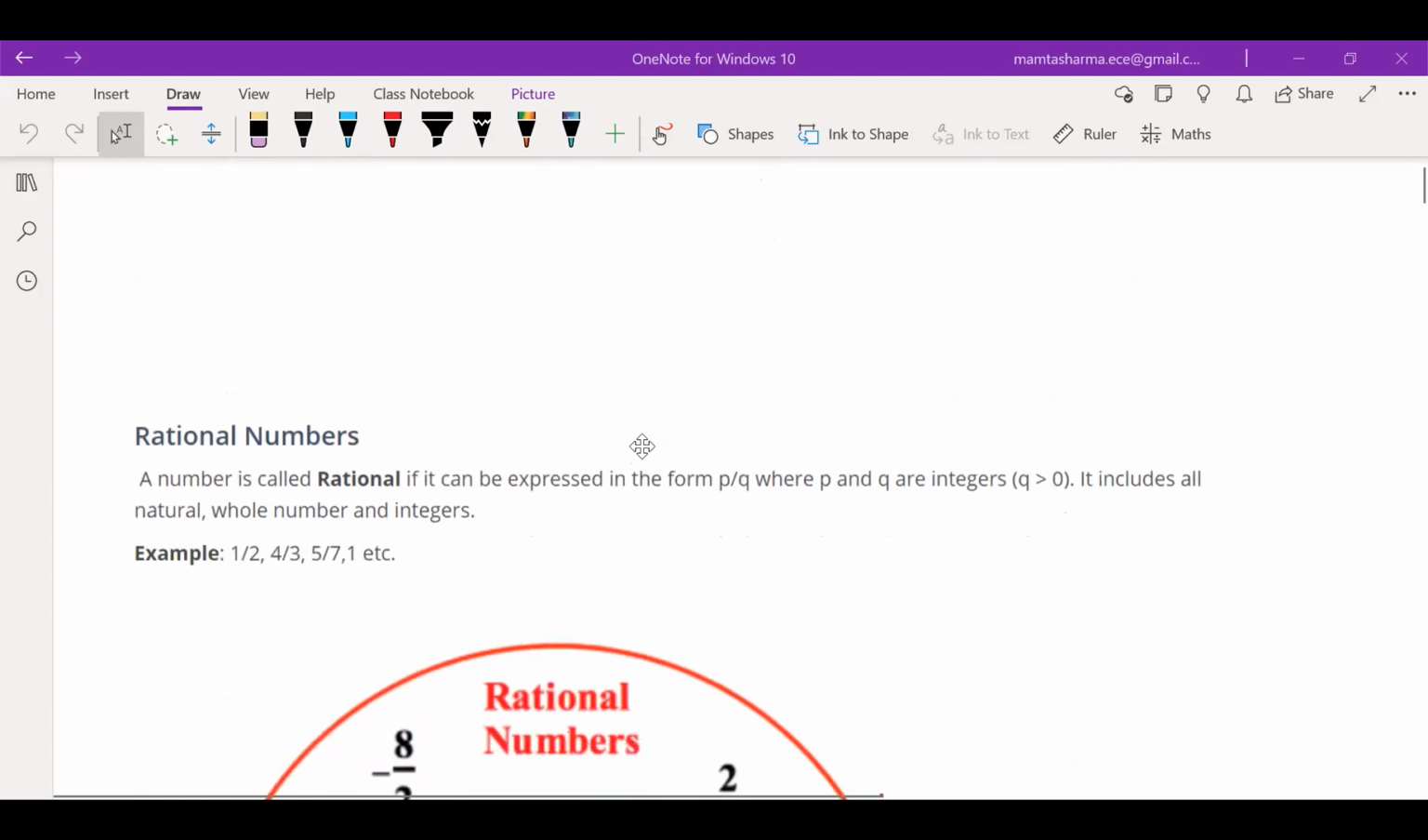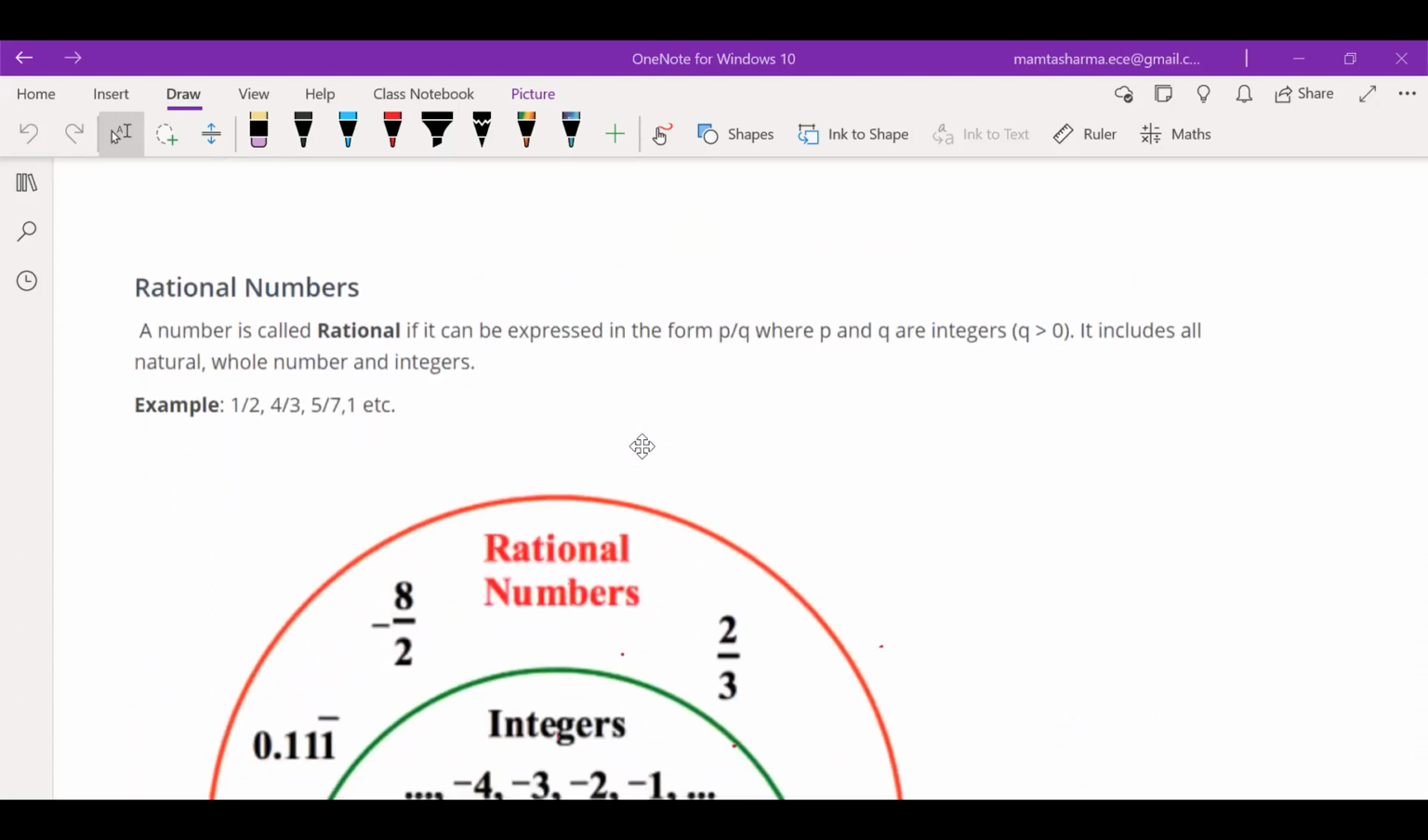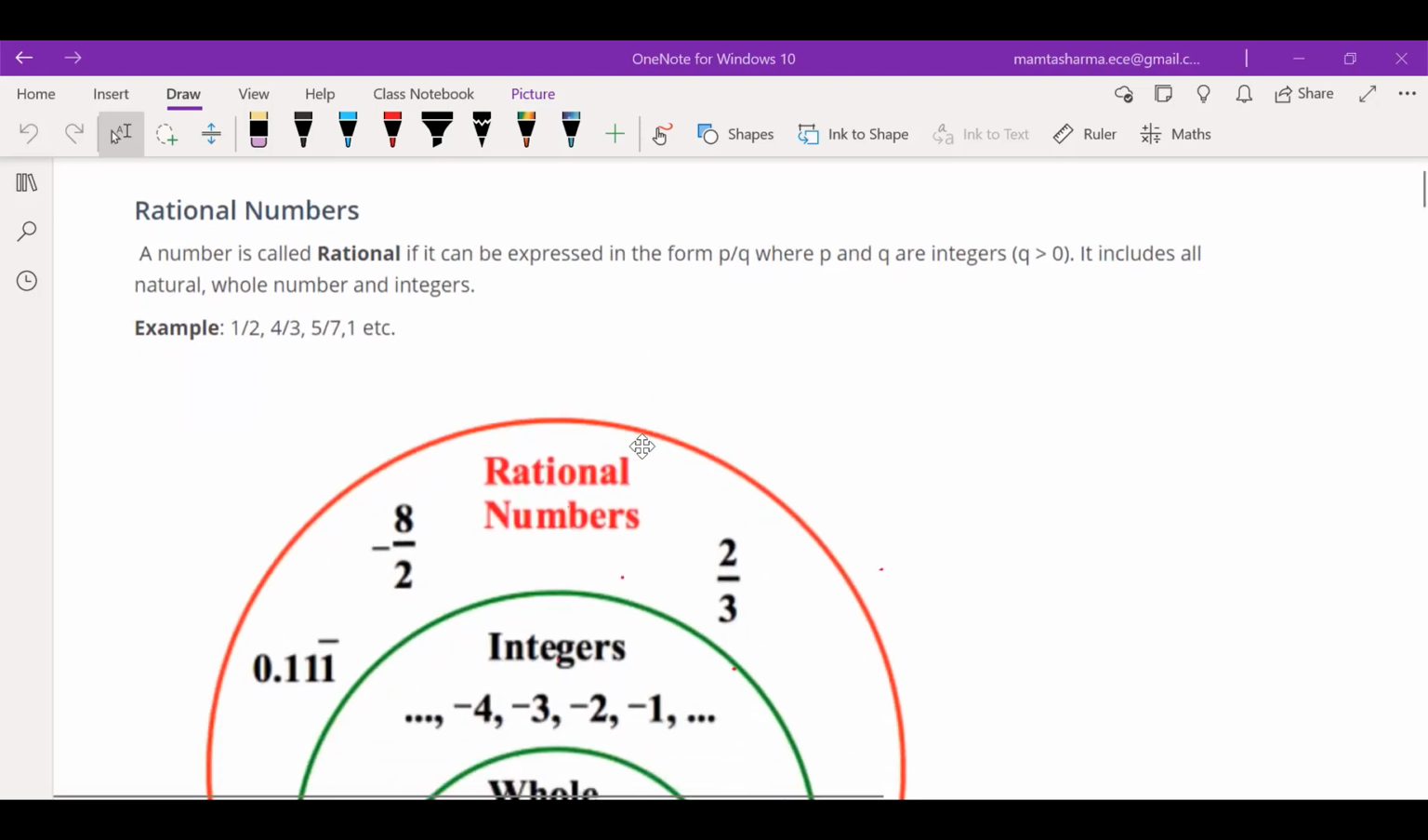Okay. So now come to the rational number. Our main focus in this chapter will be on rational numbers. So a rational number is a number which can be written in the form p by q, where p and q are integers, and q should not be equal to 0. If q were 0, the number would be undefined.